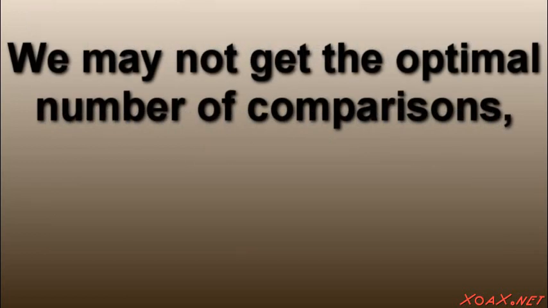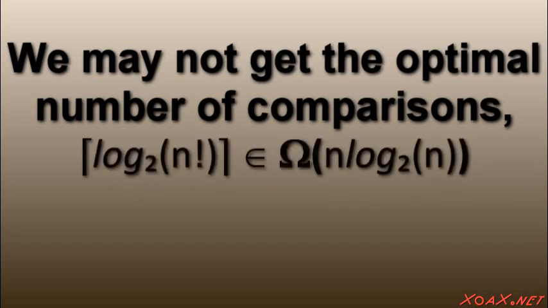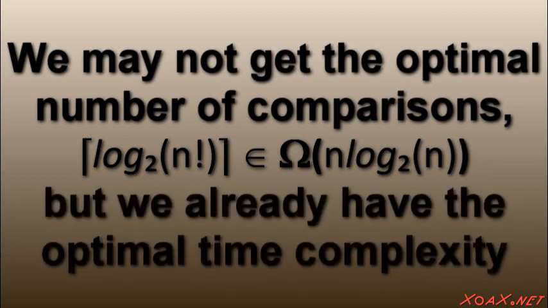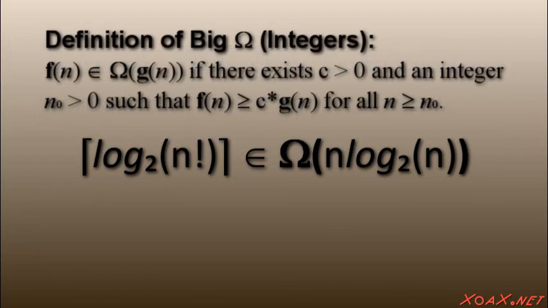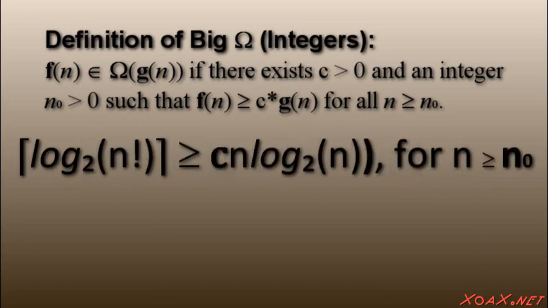Even though we do not know whether the optimal number of comparisons can be used to sort an array of size n, it is possible to show that the ceiling of log base 2 of n factorial is in fact big omega of n log n, and that therefore is the best that we can do. Recall the definition of big omega. To demonstrate the time complexity, we need to find the constant c and integer n sub 0 that satisfy the definition as shown for these functions. Specifically, we need to find c and n sub 0 that fulfill this requirement.